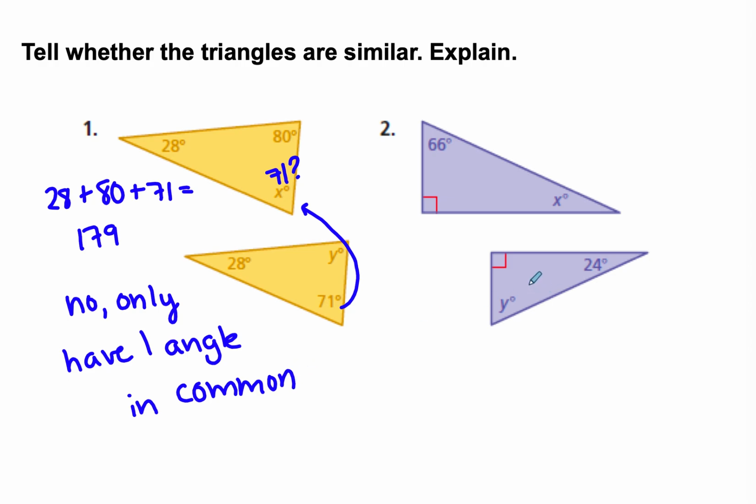Okay, let's try this one. So for number two, I've got 66, I have 90, and then I have x. Here I have 90, 24, and y. In order for them to be similar, this 24, I'd have to be able to put in for x. That would give me two angles in common. So let's see if that works. 66 plus 24 plus 90. When I add those together, I get 180.